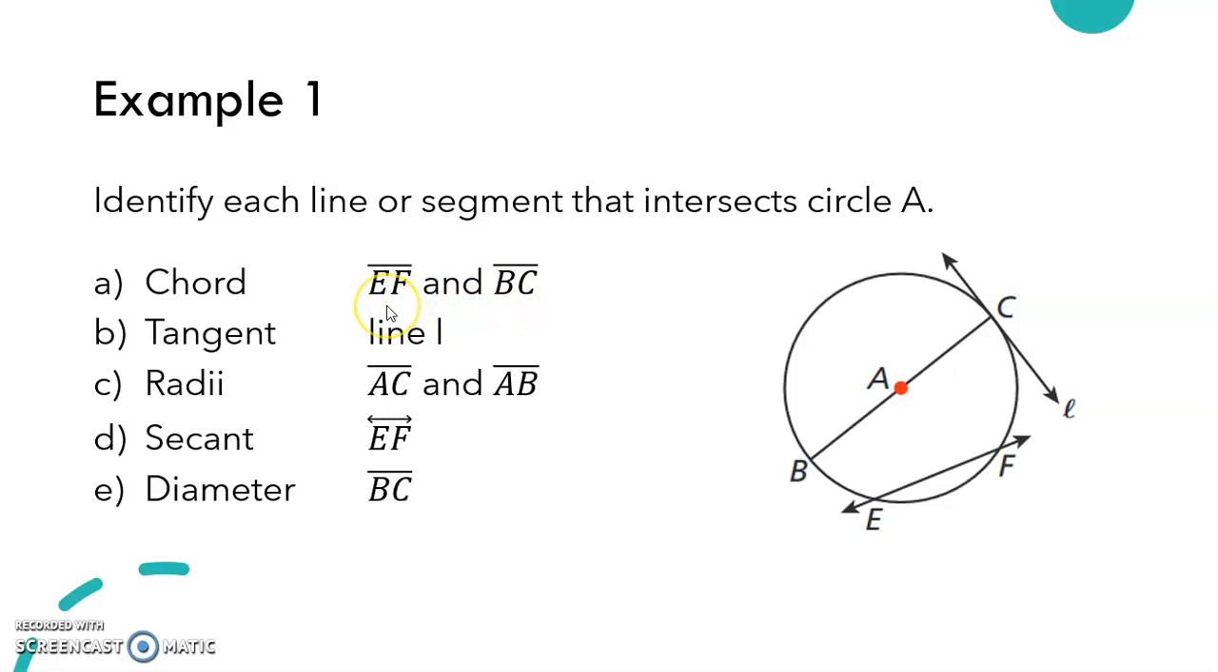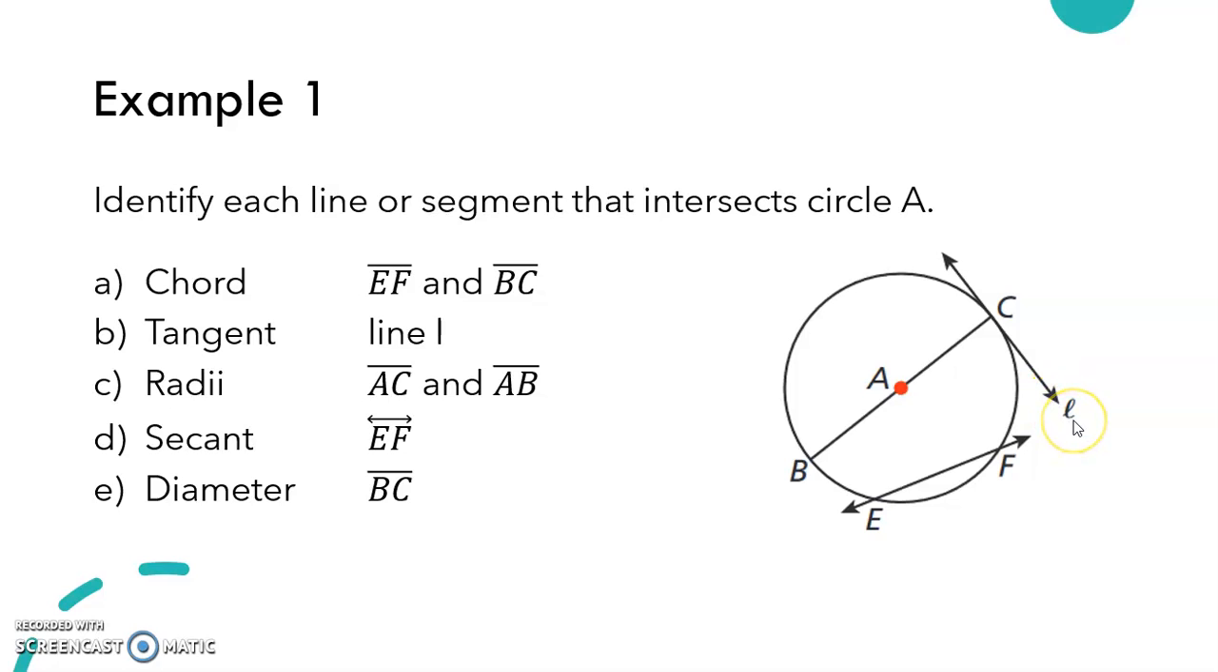So there are actually 2 chords, chord EF, which just goes from this point to that point. Although it does have arrows on the ends, if I call it segment EF, then that would make it into a chord. Then there's BC. So line segment BC is a chord. For a tangent line, line L is a tangent line.